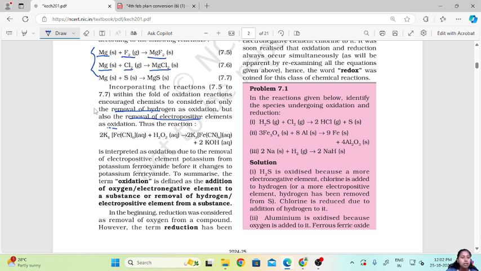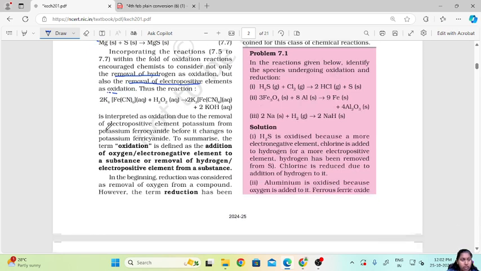Now, thus a reaction that is K4Fe(CN)6 plus H2O2 gives K3Fe(CN)6 plus 2KOH. Here one potassium is removed and combined to form potassium hydroxide. This is interpreted as oxidation due to the removal of the electropositive element potassium from potassium ferrocyanide before it changes to potassium ferricyanide.